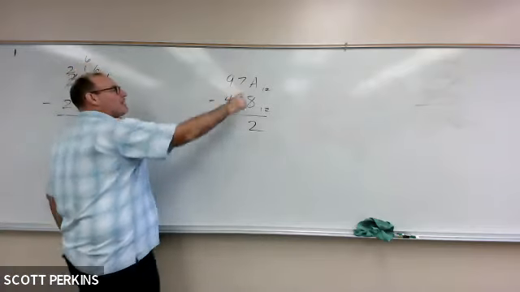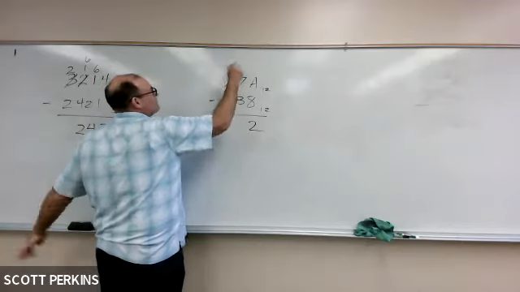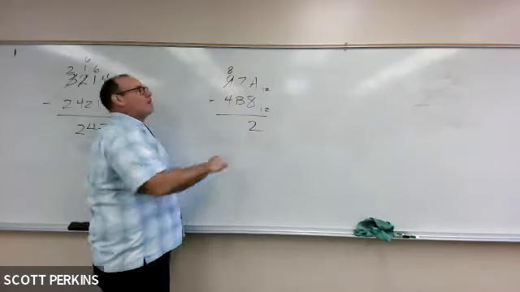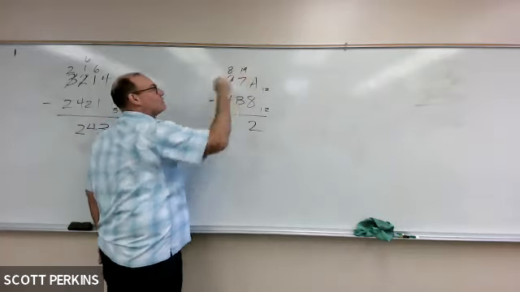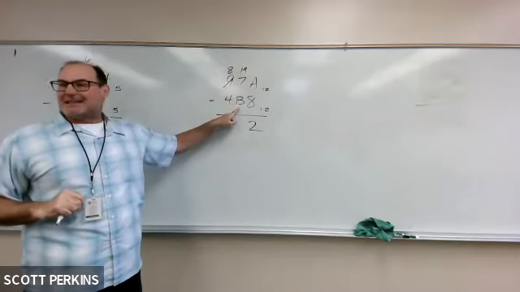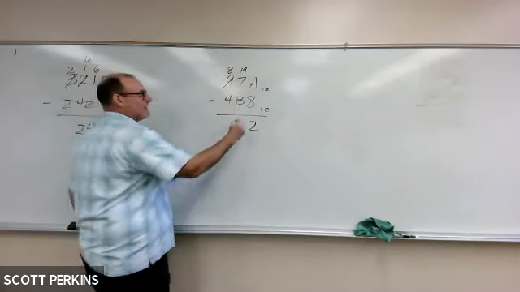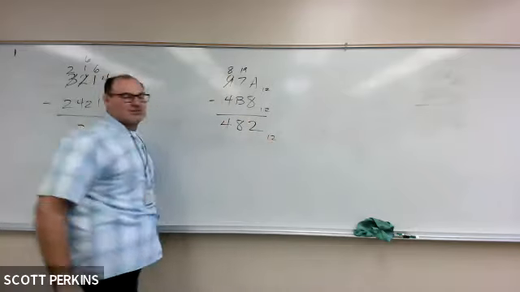Can't do that. So I come over to the 9. What does the 9 become? 8. Thank you. I borrowed a full group of 12. So this column now becomes 19. Yes, we're going to write a 19 there. So 19 minus 11 is 8. And then 8 minus 4 is 4. So we get 482 base 12.